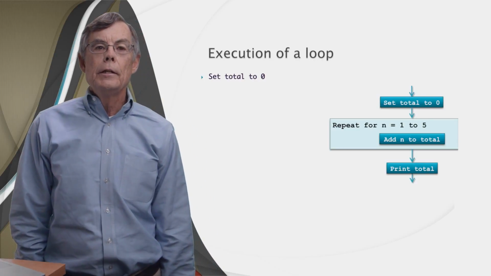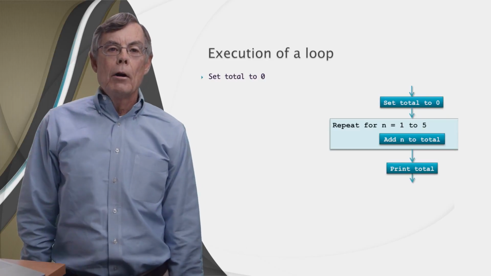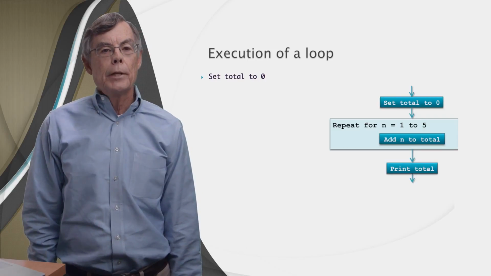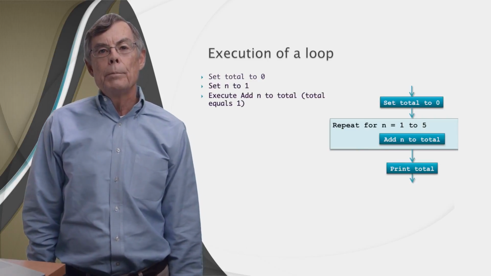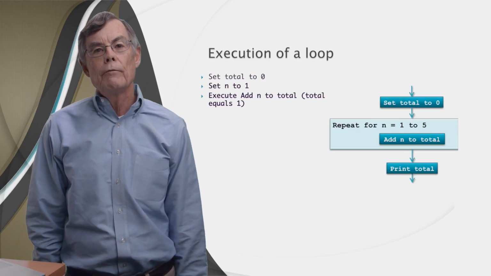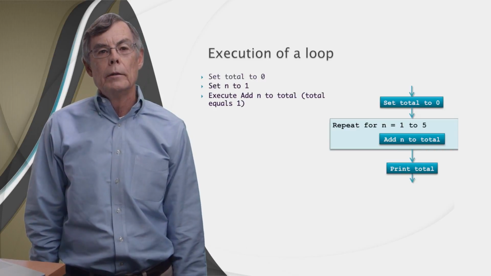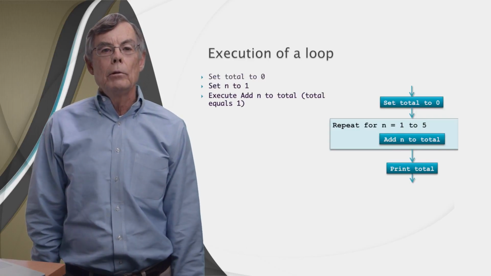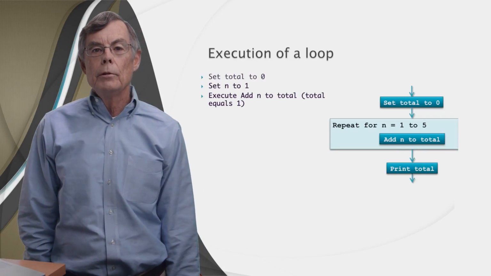Let's look at the execution in detail. Warning, this part is really boring. We start by setting total to 0. This step is called initialization, and it happens outside the loop. Now we enter the loop. Since the loop must repeat for n equal to each item in the list 1, 2, 3, 4, and 5, the first thing that happens when the loop is entered is that n is set to the first item, 1. Then n is added to the total. Since total is 0, n is 1, total equals 0 plus 1, which equals 1. That completes the first repetition of the loop.